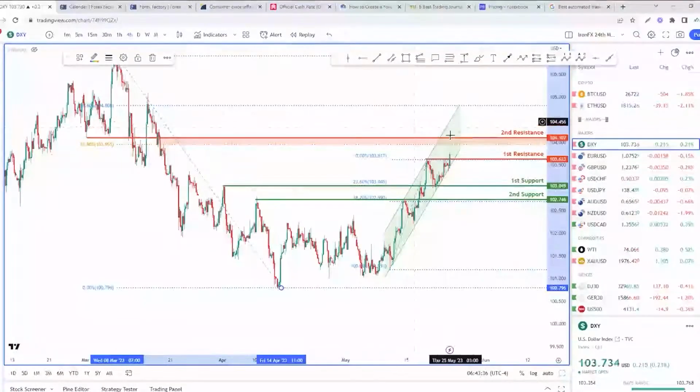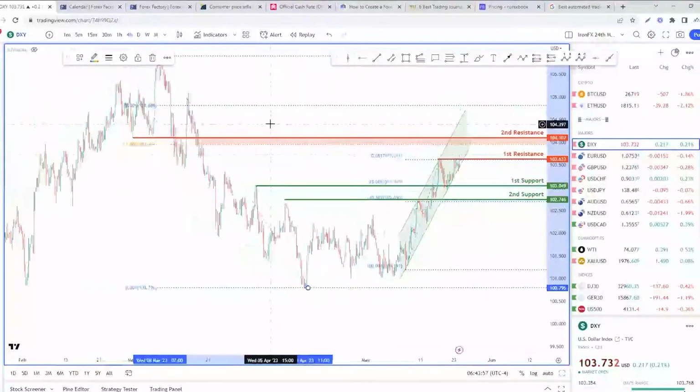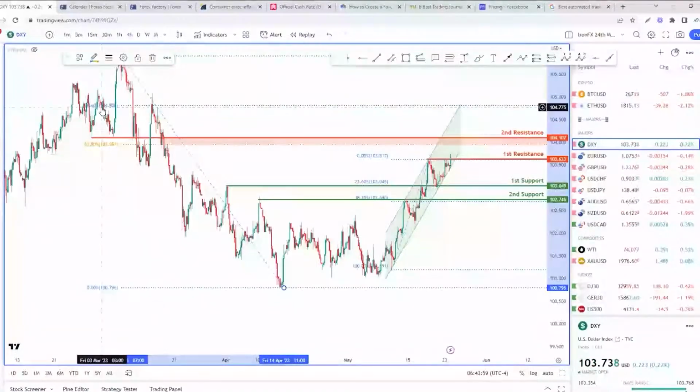Okay. And then this is how you would identify potential take profit areas, right? The second resistance, that is the overlap horizontal resistance together with the Fibonacci retracement at 61.8%. Okay. And you can see I've added in the 78.6% retracement level.